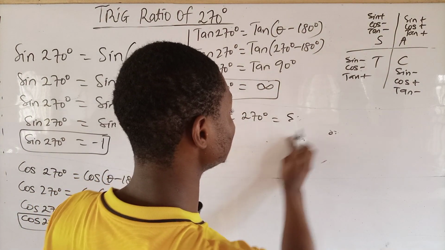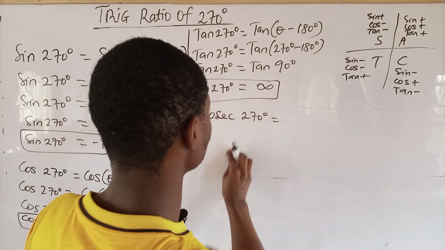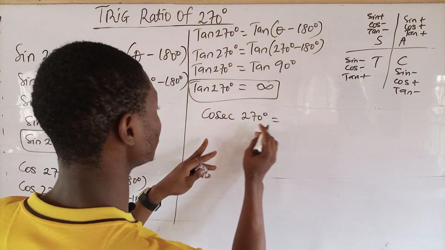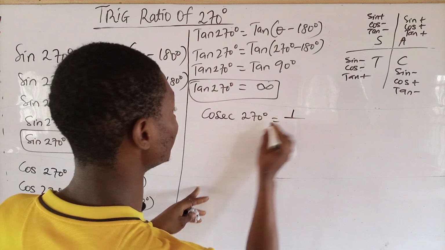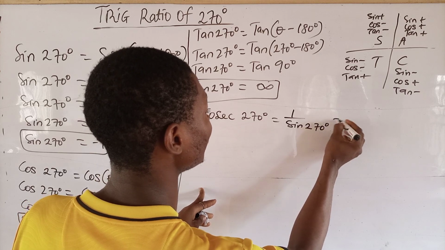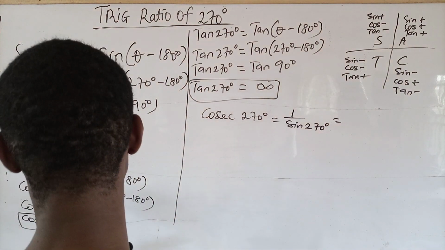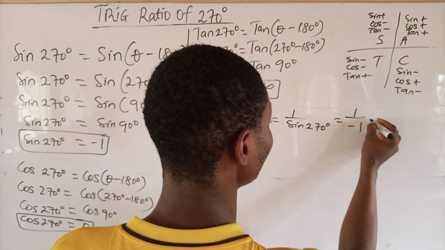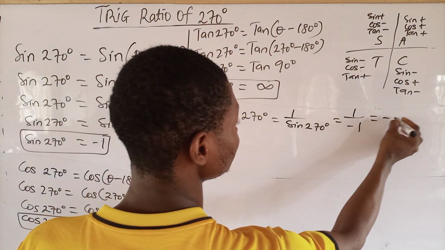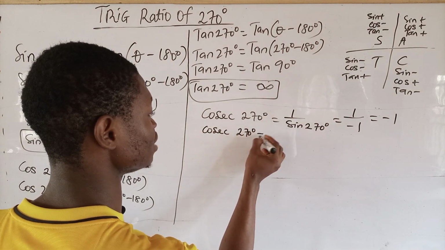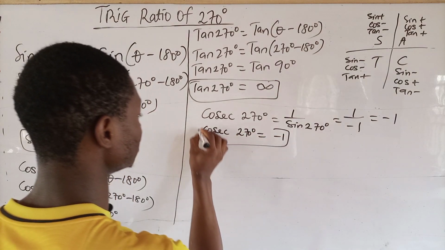So we conclude that cosec is the reciprocal of sine. So we are going to have 1 over sine 270 degrees. And our sine 270 degrees is minus 1. So we are going to have 1 over minus 1, which is equal to minus 1. So cosec 270 degrees is equal to minus 1. That's the value.